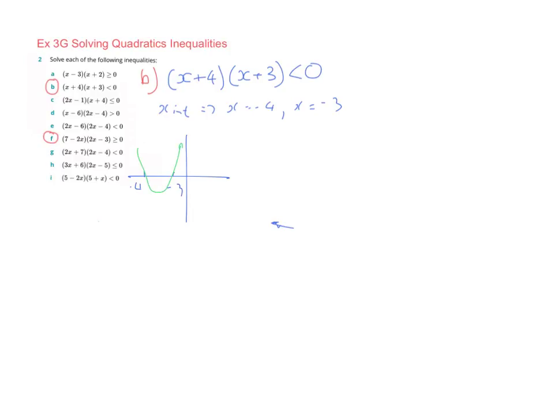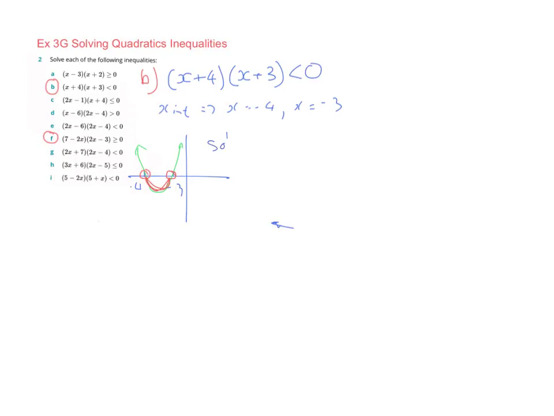Okay, so I want all the values where this is less than 0. So these are the values that it's greater than 0, and these are the values where it's less than 0. So I'm going to do an open circle and highlight this. Why am I doing an open circle? Because that is a less than. So these are all the values of x where y is less than 0.